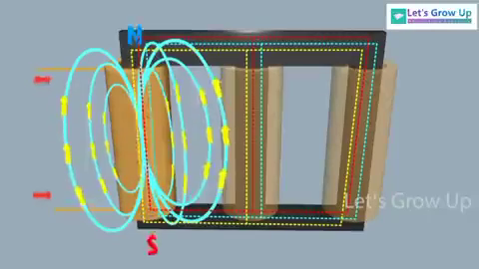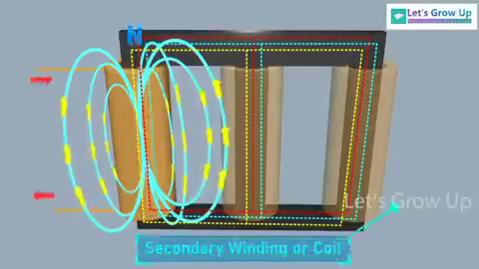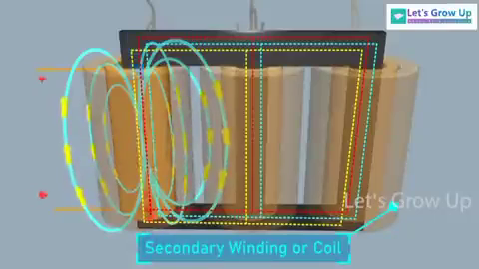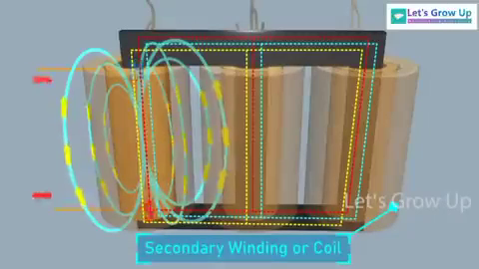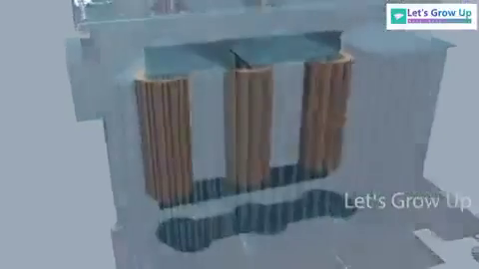As this flux is continually changing its amplitude and direction, there must be a changing flux linkage in the secondary winding or coil. According to Faraday's law of electromagnetic induction, there will be an EMF induced in the second winding. If the circuit of the secondary winding is closed, then a current will flow through it. This is the basic working principle of a transformer.